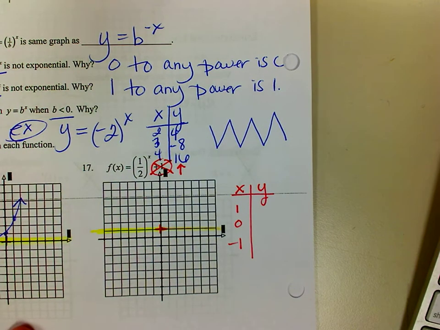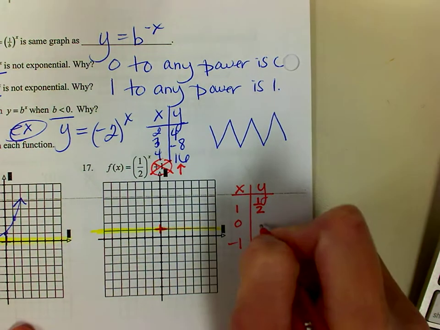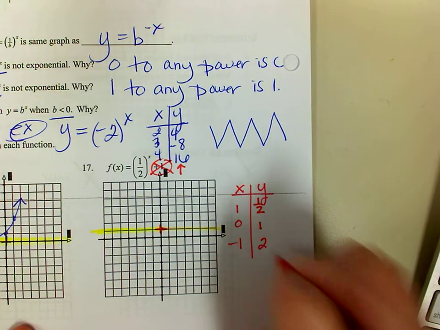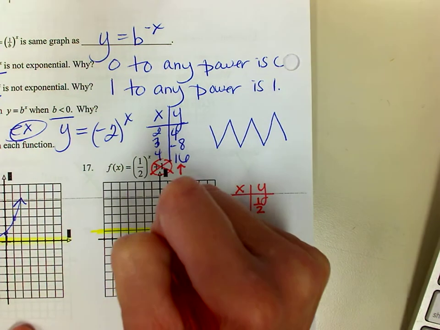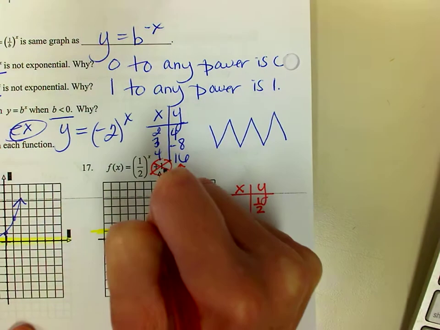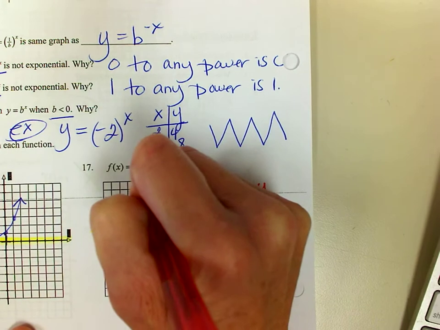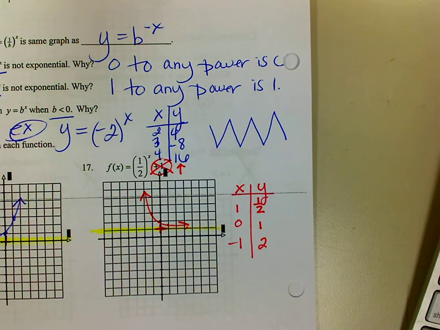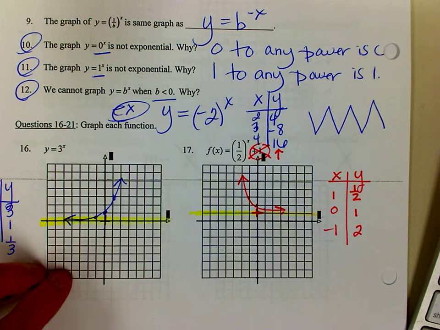I moved up 1. So 1/2 to the first power is 1/2. Anything to the 0 power is 1. If my exponent is negative 1, I just do the reciprocal of the base. So if I flip 1/2, I just get 2. So now I'm going to plot those points from my new origin. Over 1 up 1/2, 0, 1, negative 1 up 2. And then I connect. So there is number 17. The first one looked like it was exponential growth, and the second one is exponential decay.